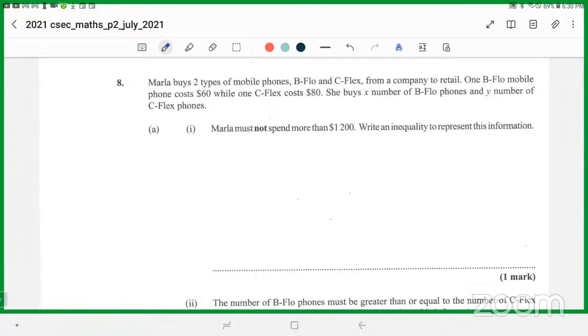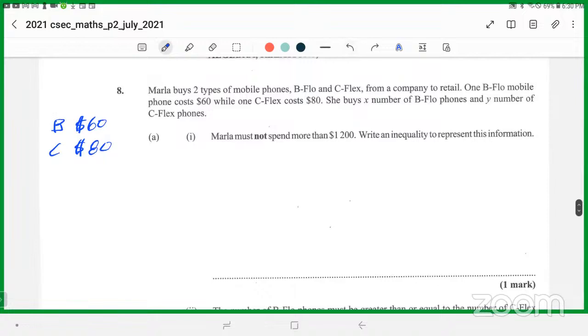Next question. It says, Marla buys 2 types of mobile phones, B Flow and C Flex, from a company to retail. So she wants to sell them back. It says one B Flow phone costs $60, while one C Flex phone costs $80. We're going to say B and C. Let's make a note. So the B phone is for $60 each, and the C phone is for $80 each. I'm extracting information from this wording. I don't have to write it back.